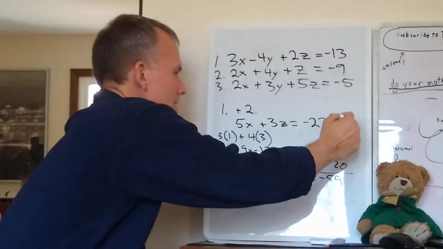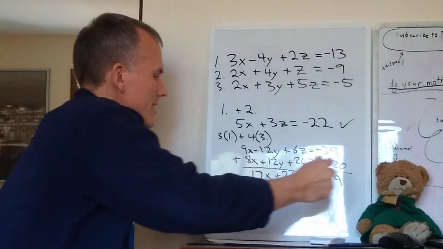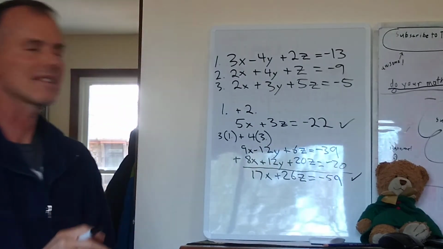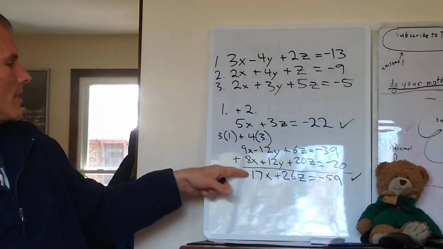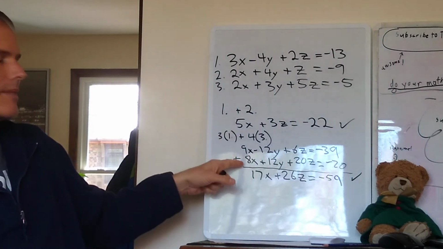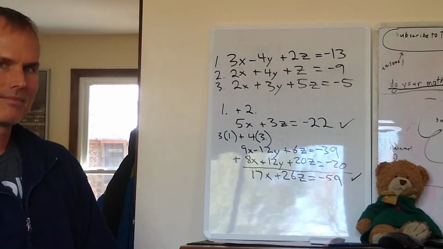Well, now I want you to look at what we have here. I have this equation, which only has an x and a z. I also have this equation, which only has an x and a z. So essentially I have a system now with 2 equations and the same 2 unknowns. Well, we learned how to do that yesterday.